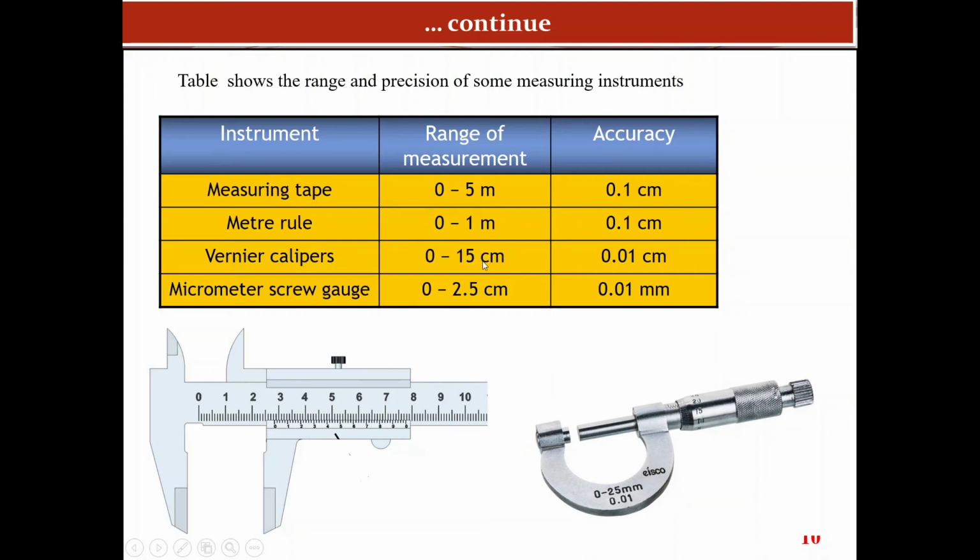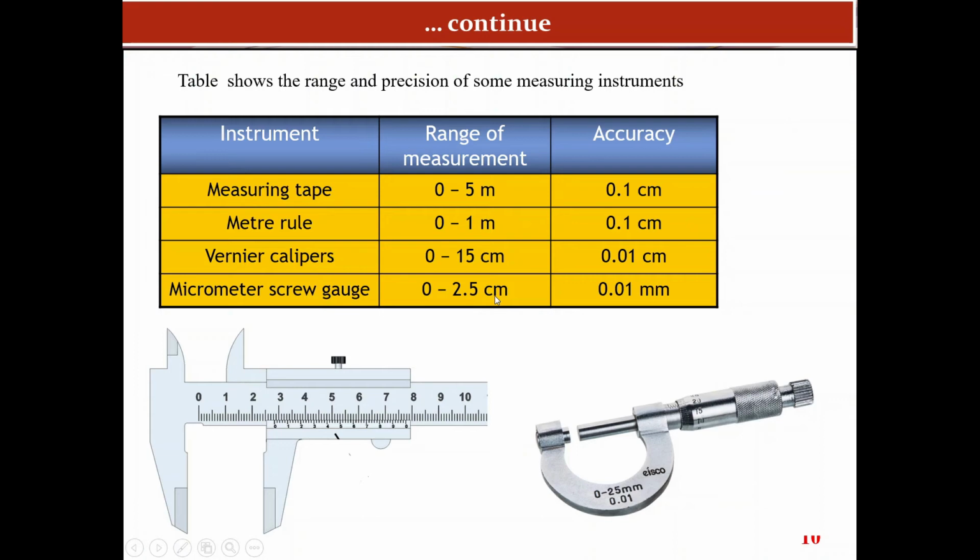So which is less than these two. This is up to 5 meters, this is up to 1 meter, but this is up to 50 centimeters. But the accuracy is much better than the previous one. The minimum measurement that we have from this Vernier caliper is 0.01 centimeter, which is much better. So micrometer screw gauge from 0 to 2.5 centimeter.